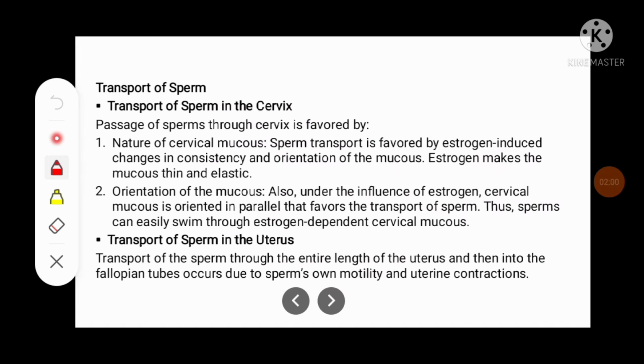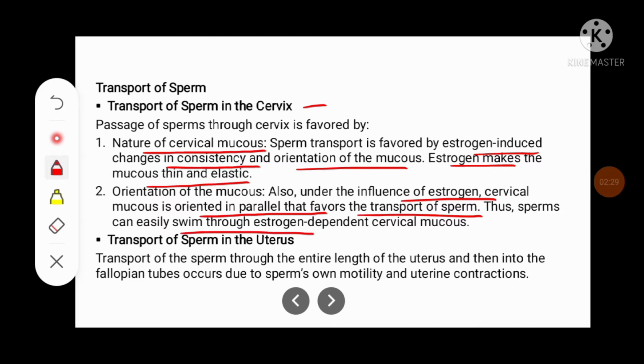Transport of the sperm in the cervix. Passage of sperm through the cervix is favored by the nature of cervical mucus. The sperm transport is favored by estrogen induced changes in consistency and orientation of the mucus. The estrogen makes the mucus thin and elastic. And also, under the influence of estrogen, cervical mucus is oriented in parallel, which favors the transport of sperm. Thus, sperms can easily swim through the estrogen dependent cervical mucus.